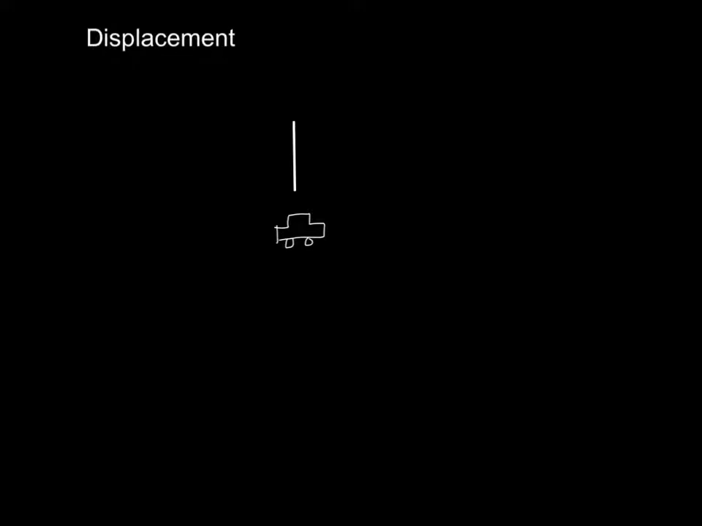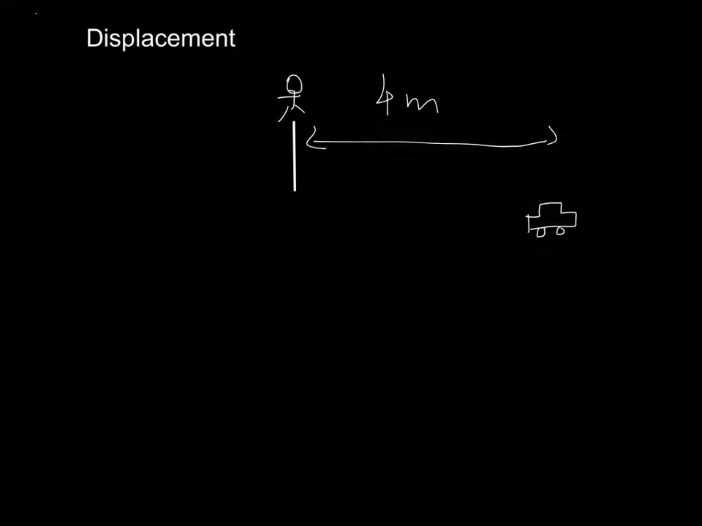So imagine that you're right here. This is you. And there's a little toy car right here. And you want to know how far the car is from where you're standing. Now, of course, the car could move this way. So, for example, it could move 4 meters this way. And then you say, well, the car's displacement is 4 meters because it's 4 meters away from where I am measuring the car. But what if the car did this?